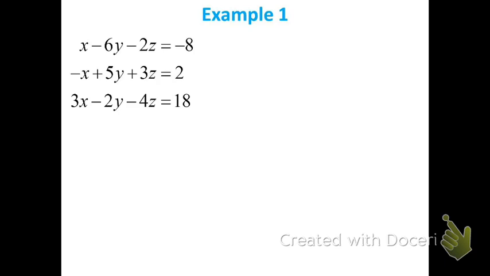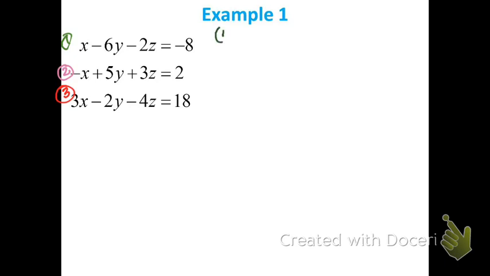For example, in number 1, what do you think a good variable would be to isolate? X, right? Out of which equation? The first one. So always start with numbering your equations in different colors. Now we're going to take that first equation and isolate x.